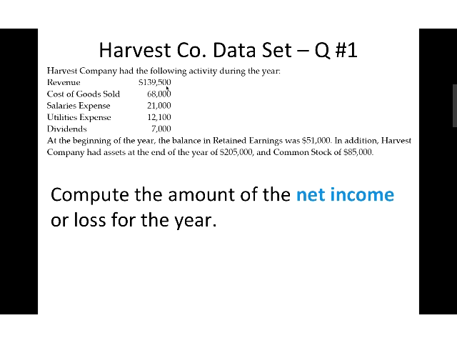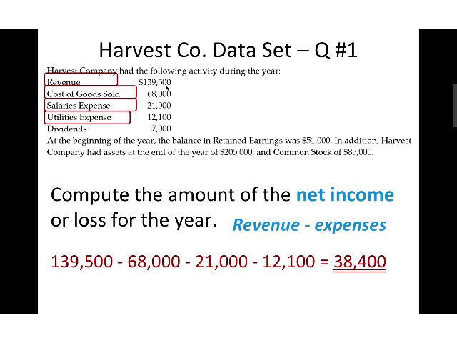Yeah, I think we're seeing some good answers here. And remember that net income is the revenues minus the expenses. And we're going to see the 38,400. Okay. So 38,400, we have to pick out the expenses.